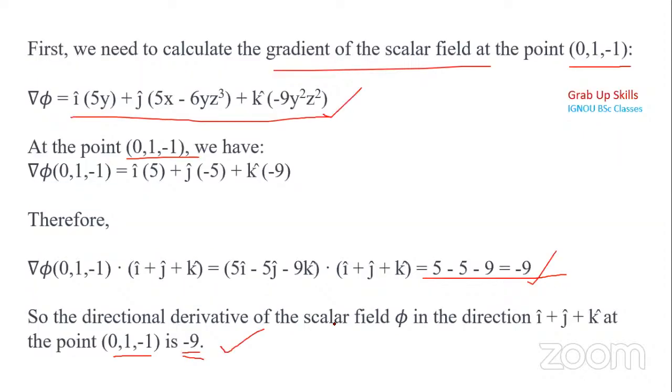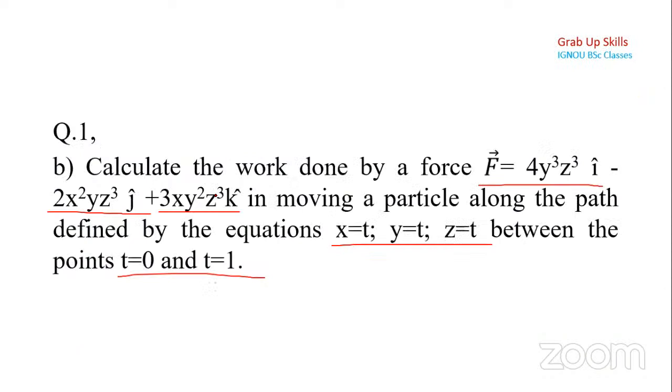First we will calculate the gradient of the scalar field at this particular point, and we have just substituted the values in this formula, right? We have taken the point (0, 1, -1) and substituted it in the equation. When you simplify, you will get the value -9. So the directional derivative of the scalar field phi would be equal to -9. This would be the final answer. Moving on to the next question.